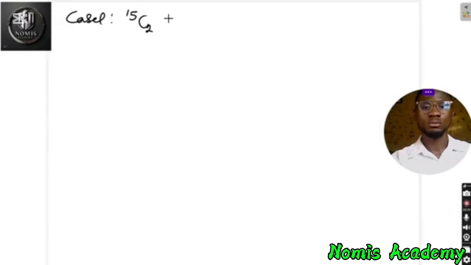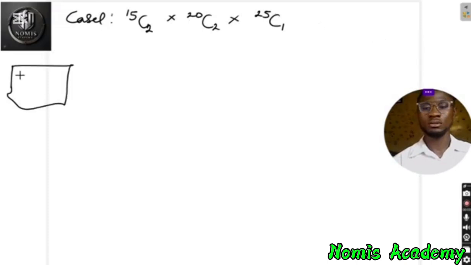Case one says 15 combination 2 multiplied by 20 combination 2 multiplied by 25 combination 1. Let us begin. Remember the formula of combination: n combination r is equal to n factorial all over n minus r factorial times r factorial. This formula is going to guide us in solving each of these parts.